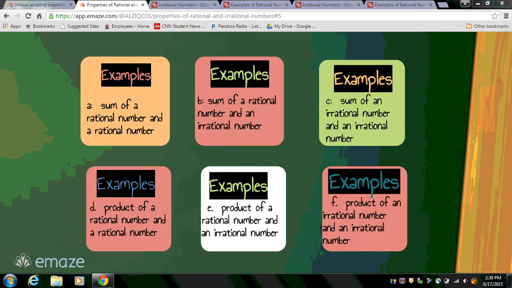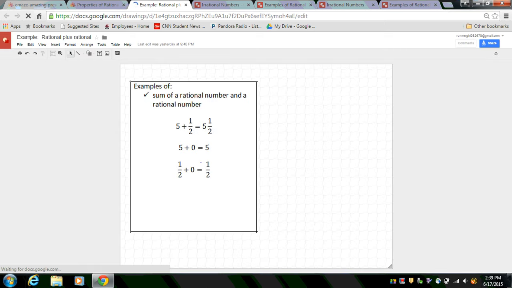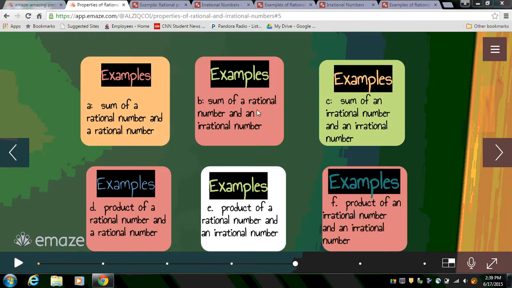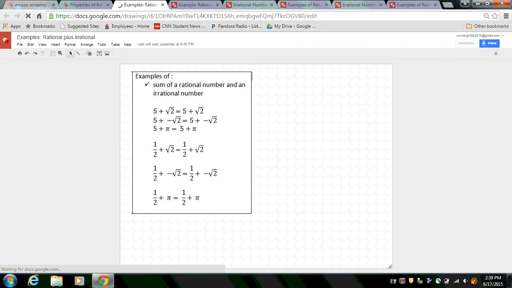So some examples of sum of rational numbers include 5 plus 1/2 equals 5 1/2, 5 plus 0 equals 5, and 1/2 plus 0 equals 1/2. Examples of the sum of rational numbers and an irrational number include 5 plus the square root of 2.